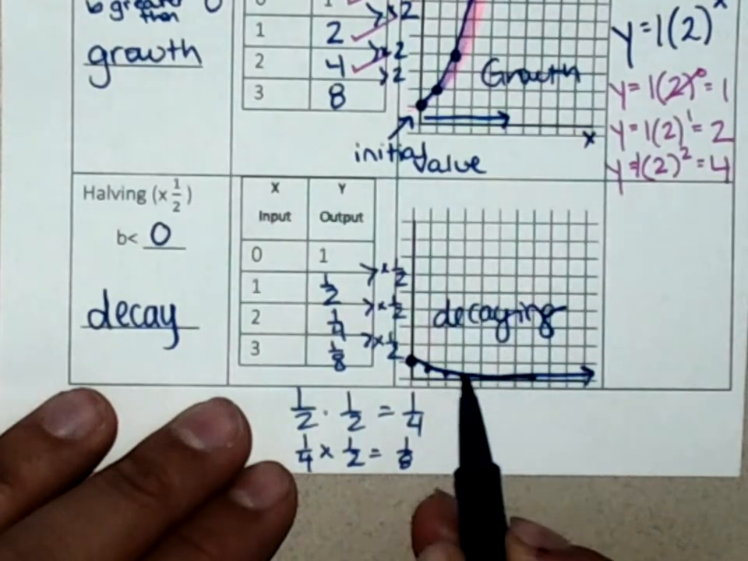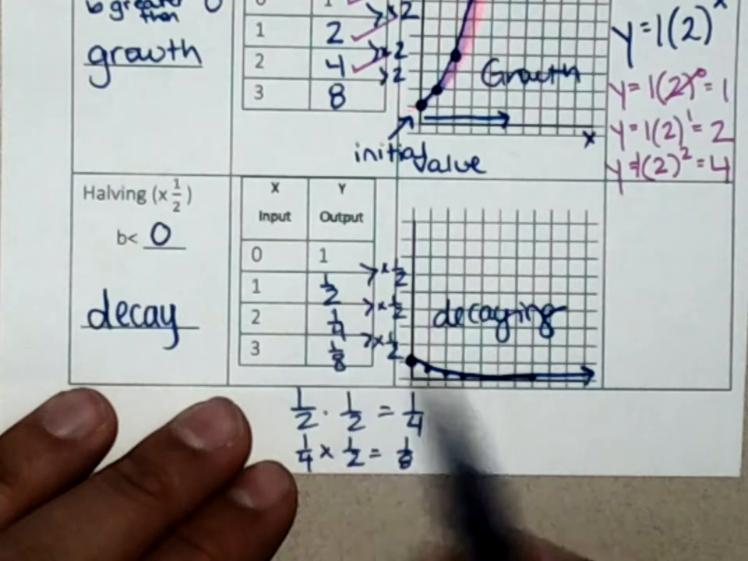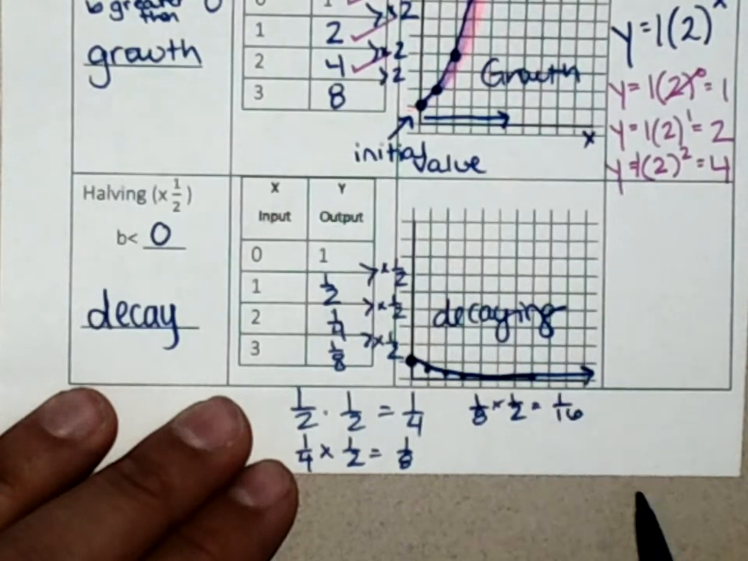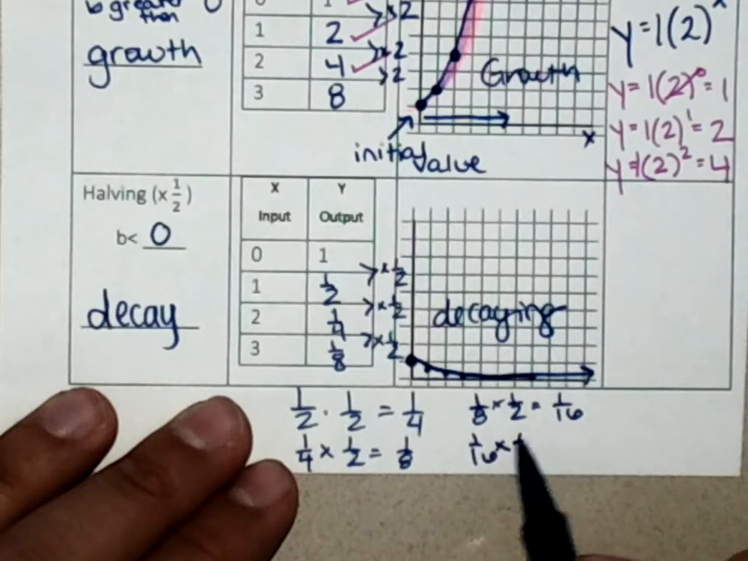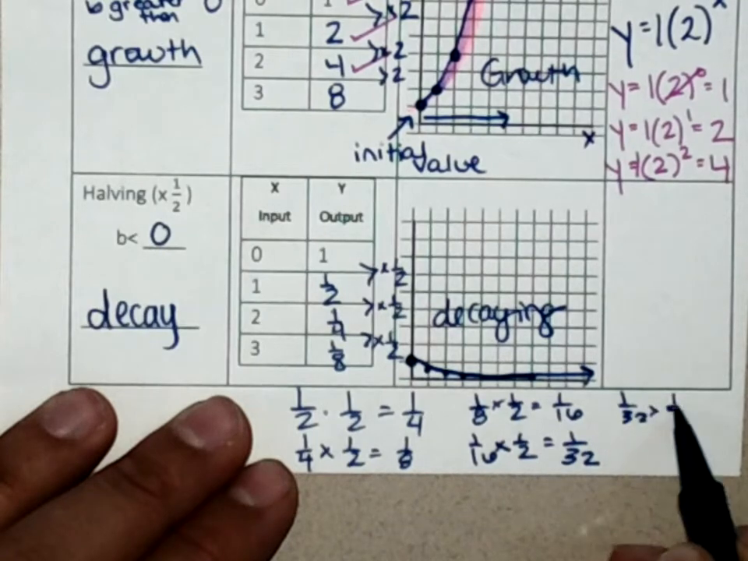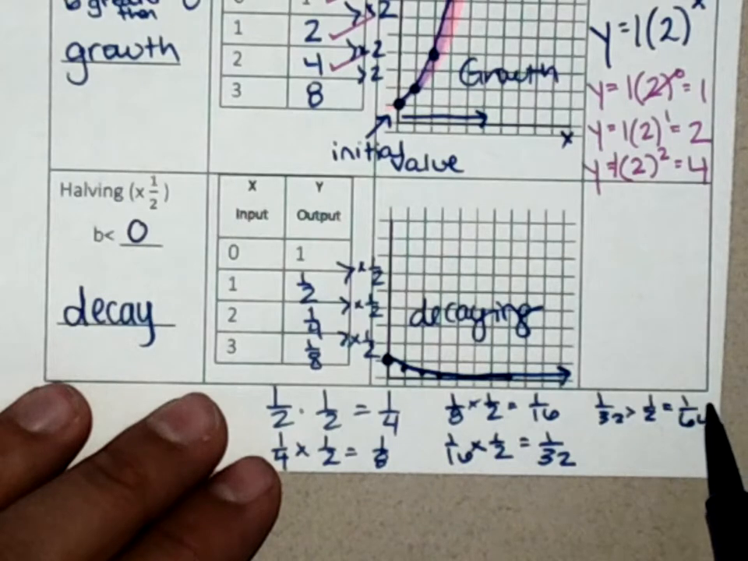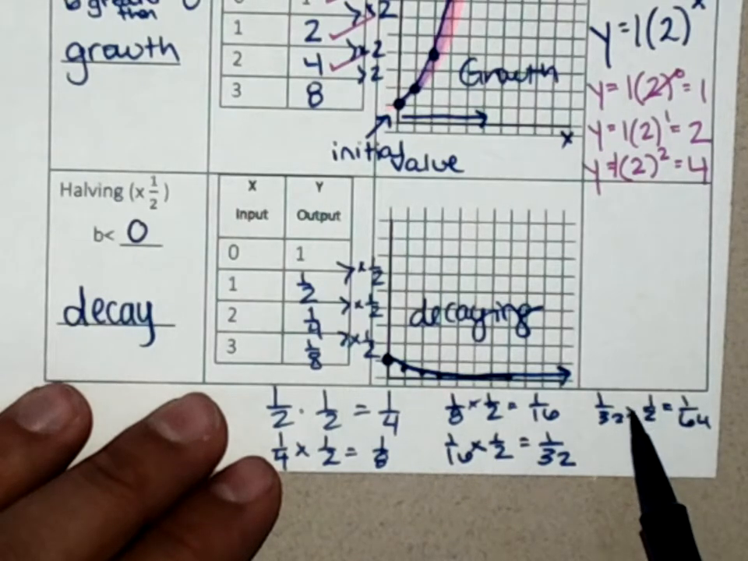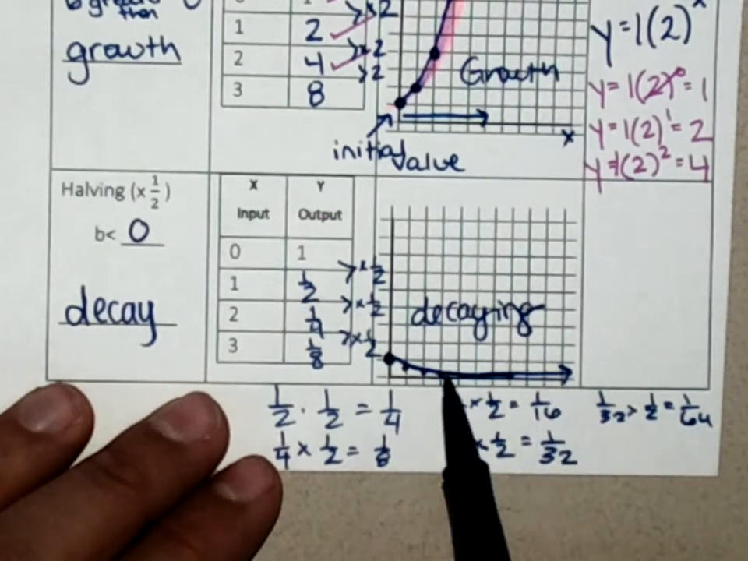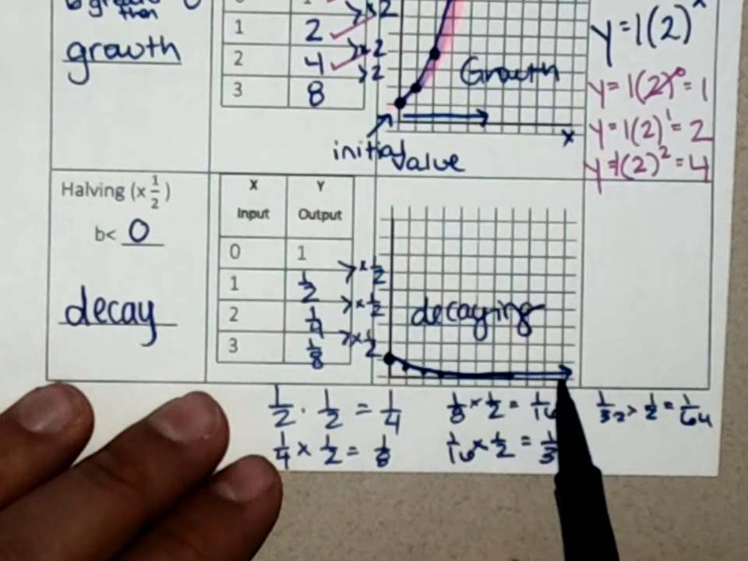This line, however, will never touch the x-axis. 1/8, if we kept going, if we cut that in half, it would be 1/16. 1/16 times 1/2 is 1/32. 1/32 times 1/2 is 1/64. You will never be able to get 0 if you continue multiplying by 1/2. So this line will never have to touch the x-axis. It'll just get super, super close to it.